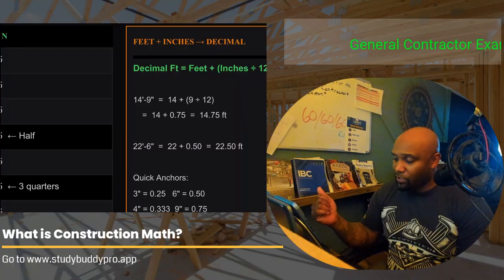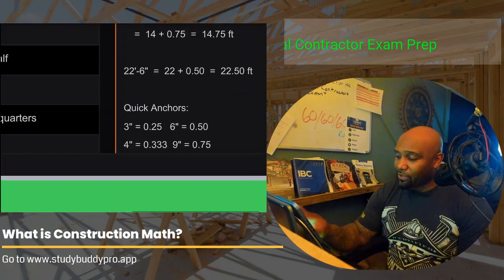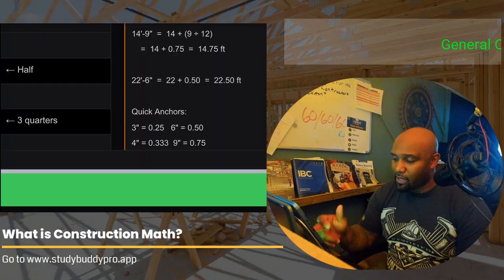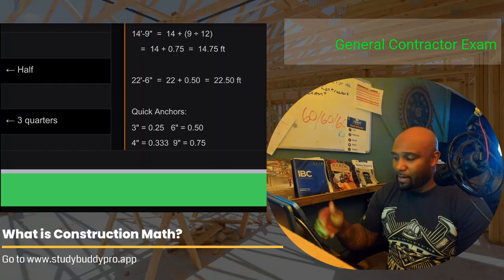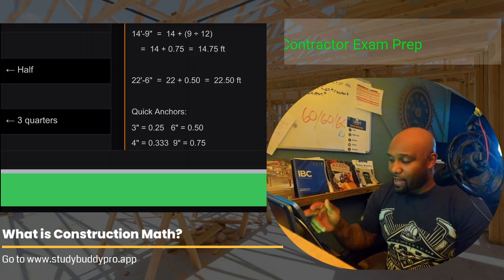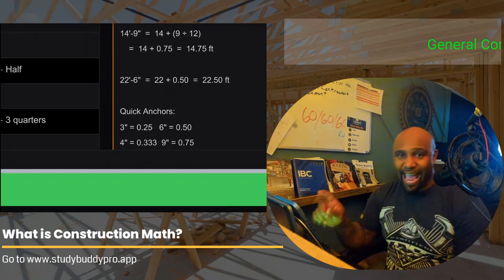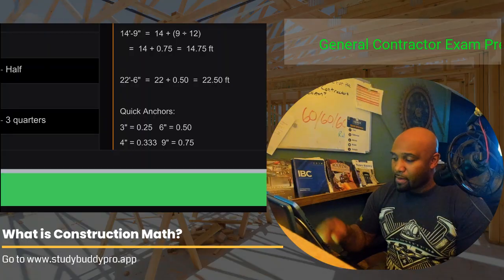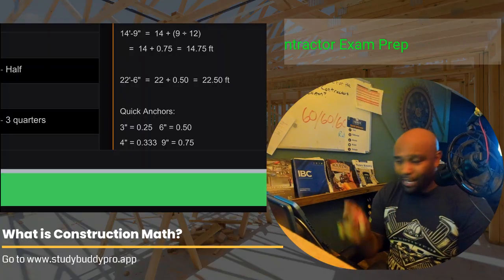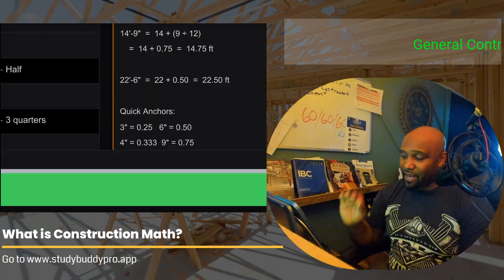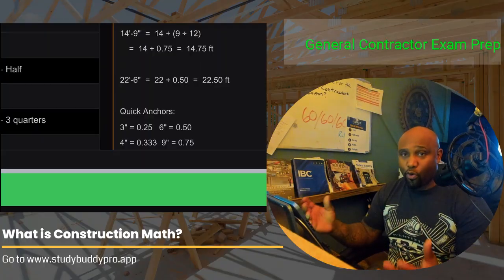22.5. But our anchors again: 3 inches is 0.25, 4 is 0.33, 6 is 0.50, and 9 is 0.75. So these are quick anchors that we remember. But let me show you how these quick anchors, the 3, the 4, the 6, and the 9, can work with the whole math.